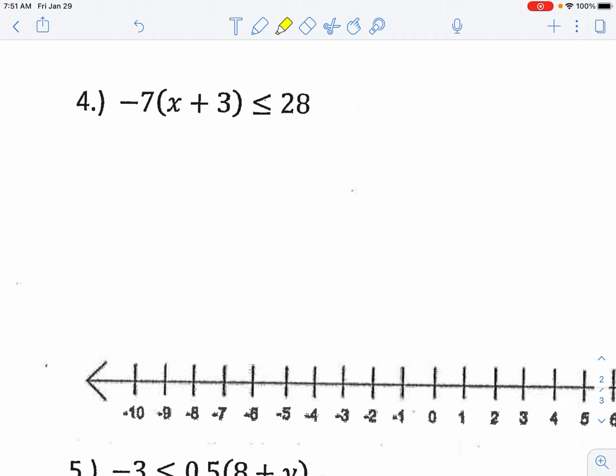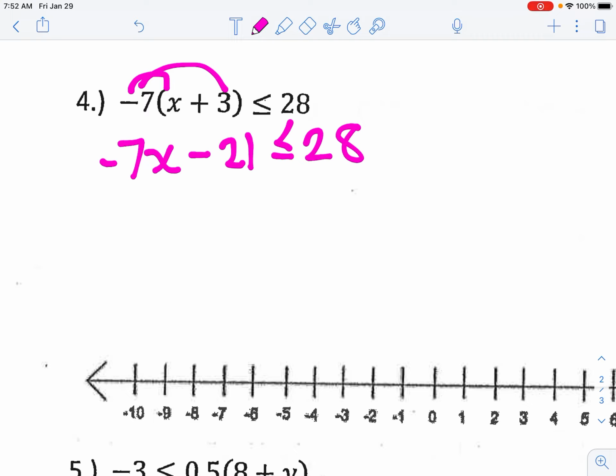First thing we want to check for is the variable. Is it on the left? Yes, it is. Now this one's looking a little bit different, right? Because now we see the distributive property. So before we start solving, we have to distribute. That means I'm going to multiply negative 7 times x. So that's negative 7x. And I'm going to multiply negative 7 times 3. Negative 7 times 3 is negative 21. Is less than or equal to 28.